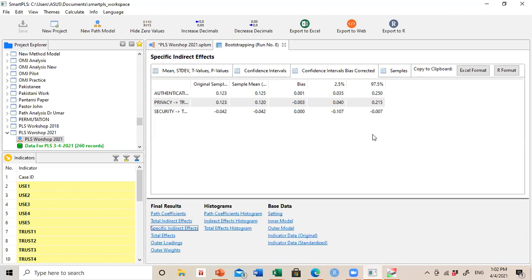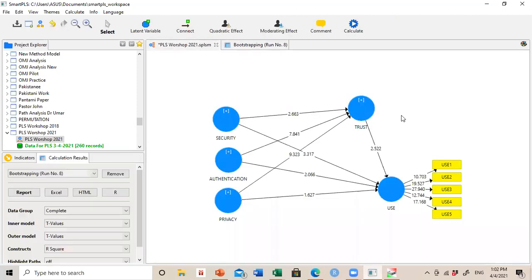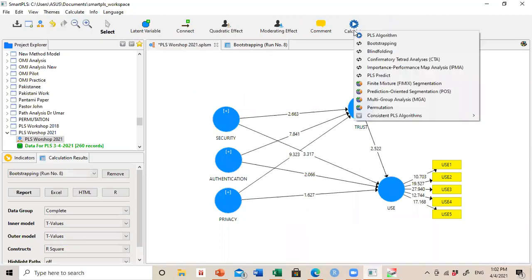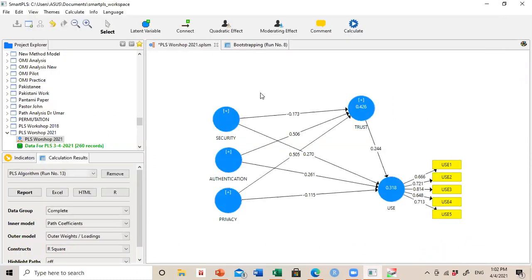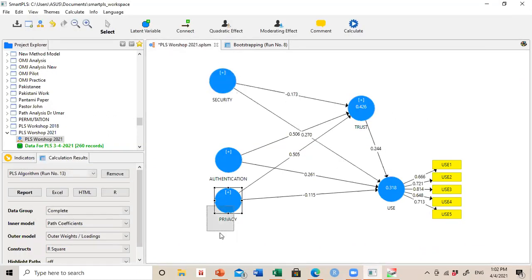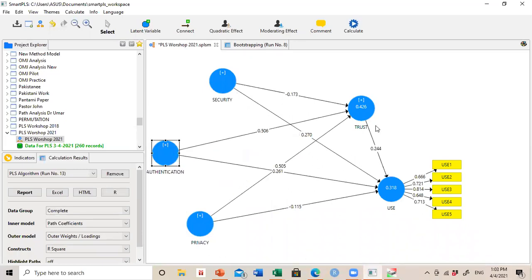And then, sir, for this, the interpretation of complementary and competitive here. For this model, you look at it here. In this case, you just run the PLS algorithm. Now you look at one by one. Let's just give them space so that we know which one is which.